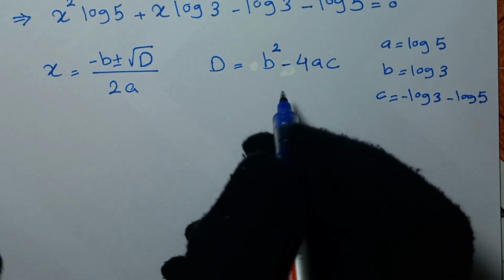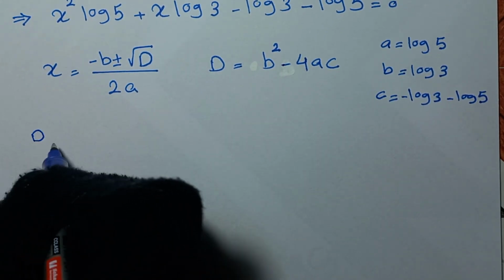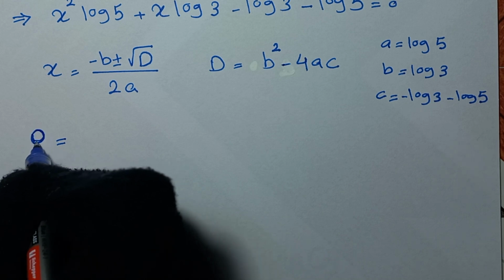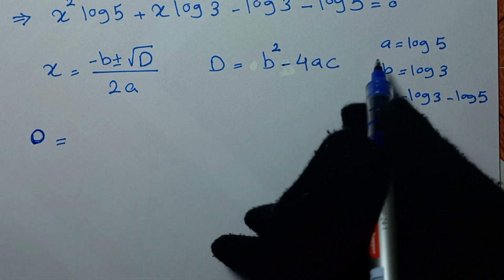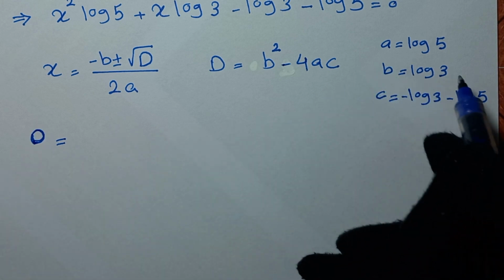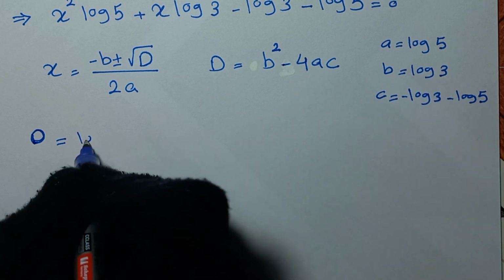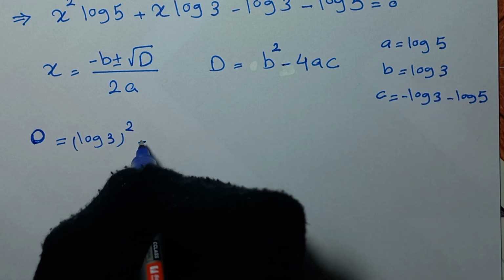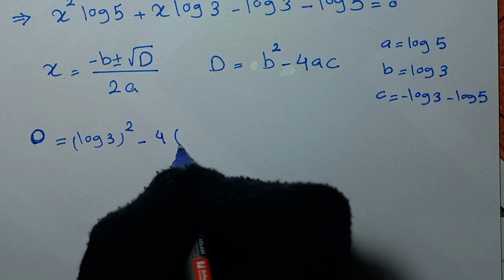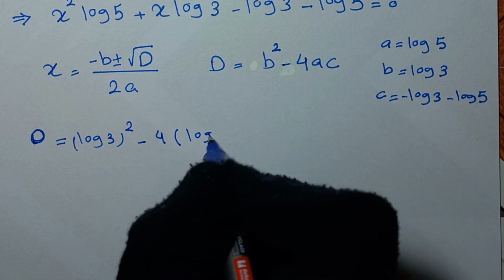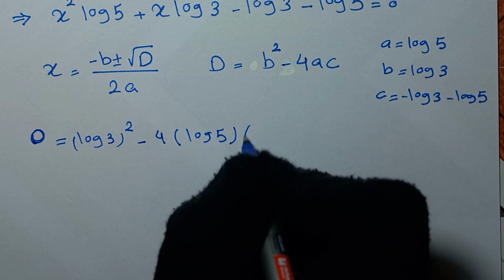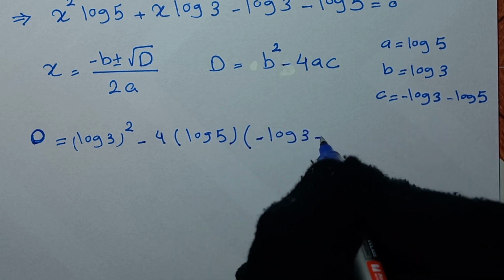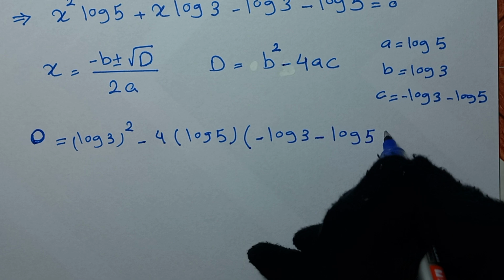So from here, the discriminant is equal to b squared. b squared is log 3 to the power of 2, minus 4ac. 4 times a, which is log 5, times c. c is negative log 3 minus log 5.